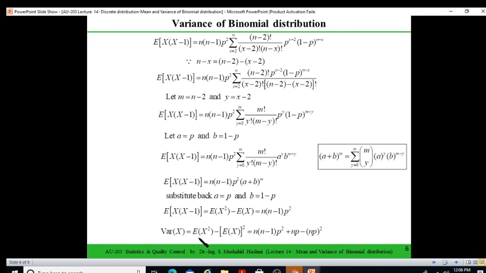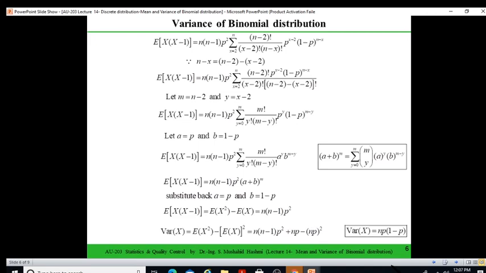Here you see the variance is the expected value of x square minus the expected value of x whole square. What I can do is the expected value of x square minus the expected value of x is already this thing, and minus np whole square, the expected value being already evaluated. So from this I can easily get the expected value of x square, which would be n into n minus 1 p square plus the expected value of x, which is np, minus np whole square.